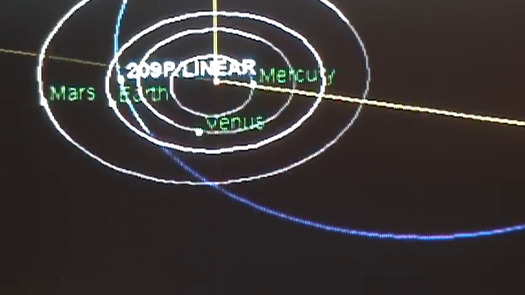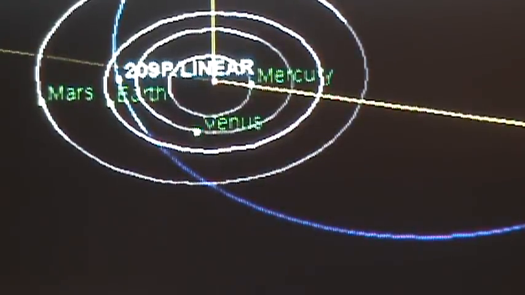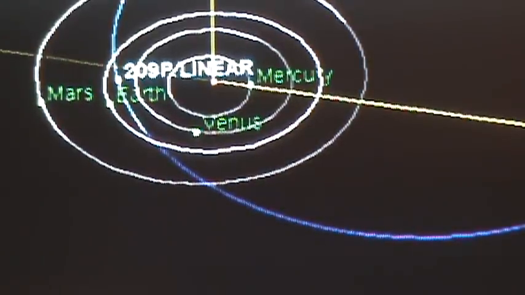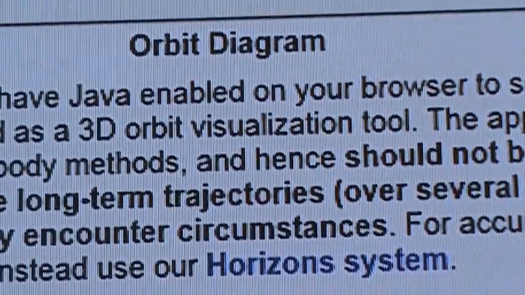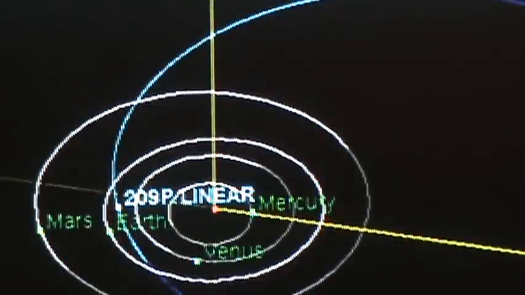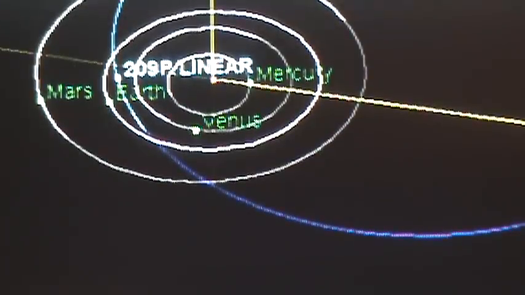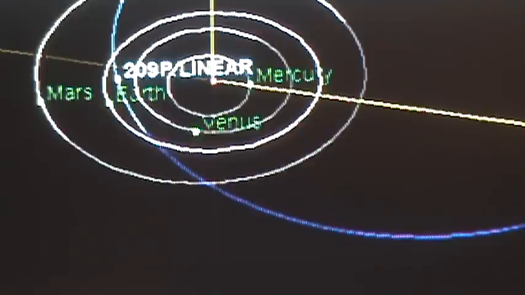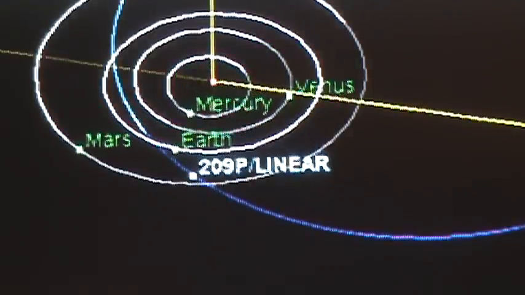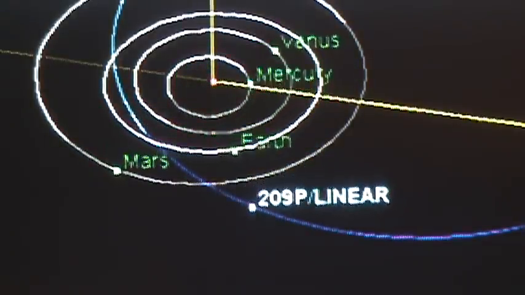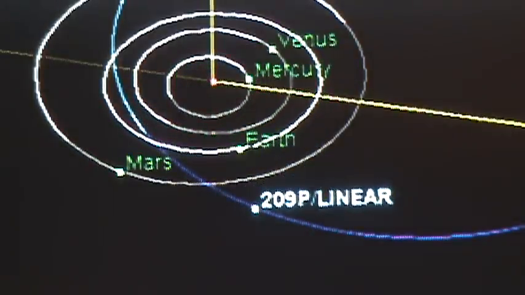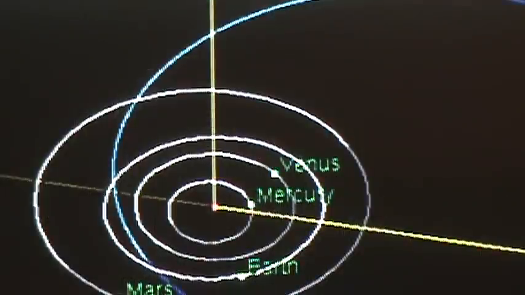So here we have the NASA prediction of the comet P/LINEAR, 209P/LINEAR. Now they say it's not going to hit us. And here's its... oopsie, misses. Yeah. The only thing that I have to question and have a concern about, though, really, is their data here.